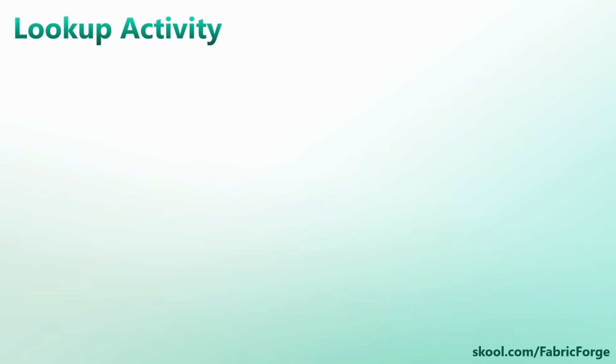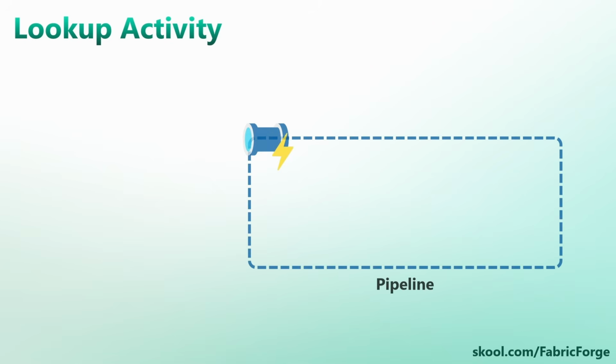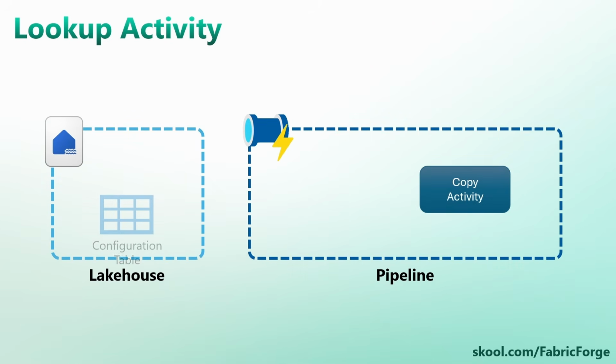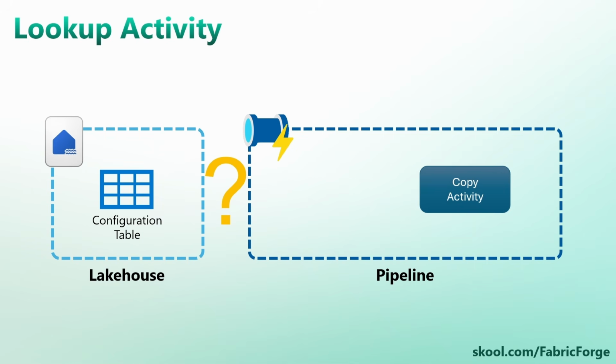Let's imagine a situation where we have a Fabric pipeline. In that pipeline, we have a copy activity. We also have a lakehouse, and in that lakehouse, we have a configuration table. We would like to use the contents of this configuration table to instruct our copy data activity to copy some data. How would we do this?